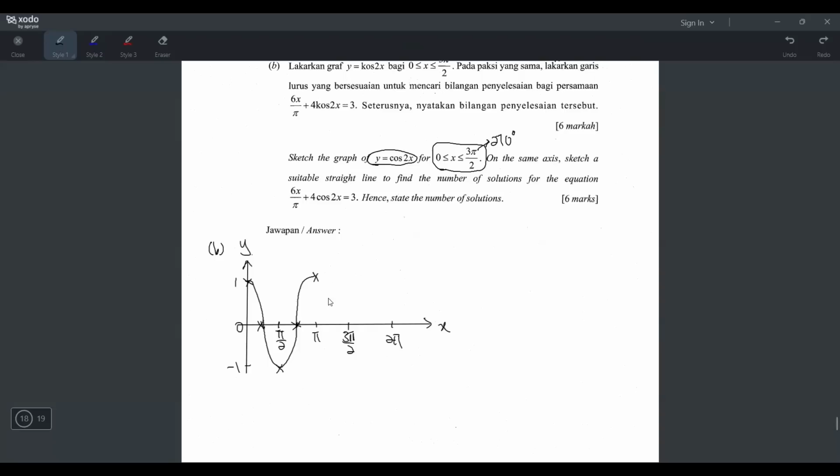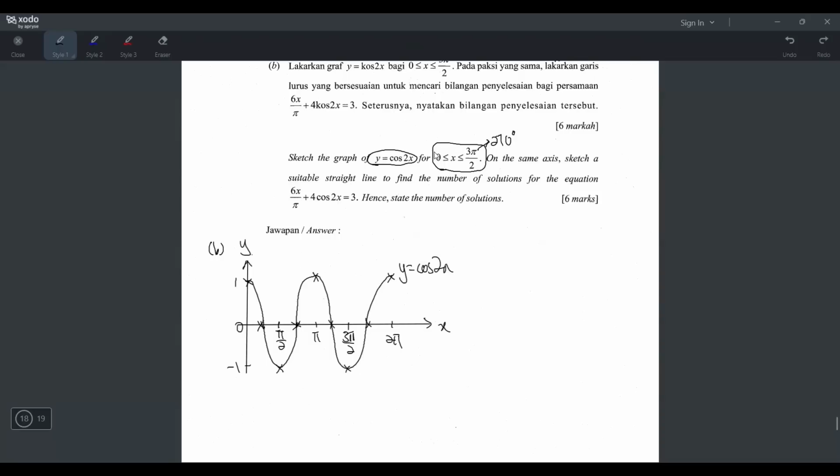Okay, the next point will be here. And then it will be like this, it will be like this, it will be like this, right? It means you just copy and paste the same thing here, right? So it will look like this. Okay, so this is the answer for y equals cos 2x.